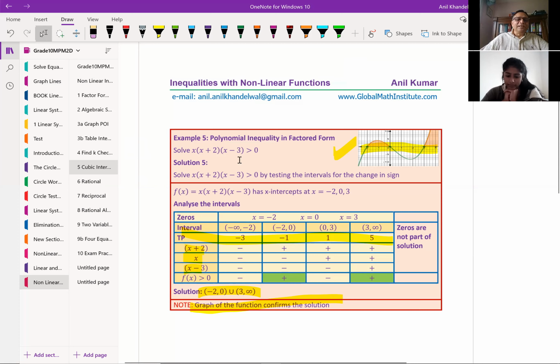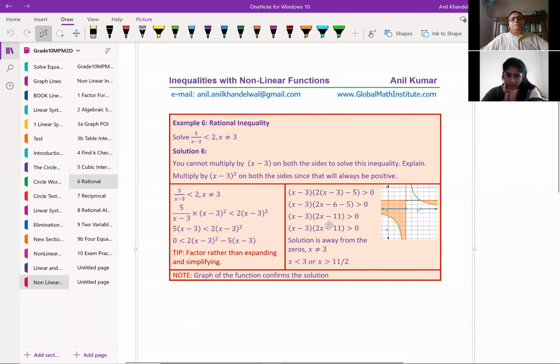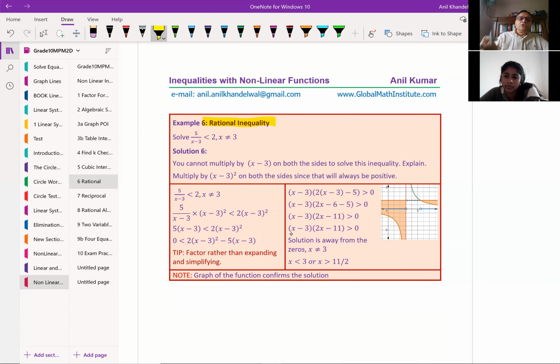Perfect. Question number 6, we are now taking a rational inequality. The question here is to solve 5 over x minus 3 less than 2. Now, when you have a rational inequality, we always have restrictions. The restriction is that the denominator cannot be equal to 0, and therefore it should be written, x is not equal to 3. Very simple. Now, if I give you this inequality to solve, how will you go about solving this type of inequality?